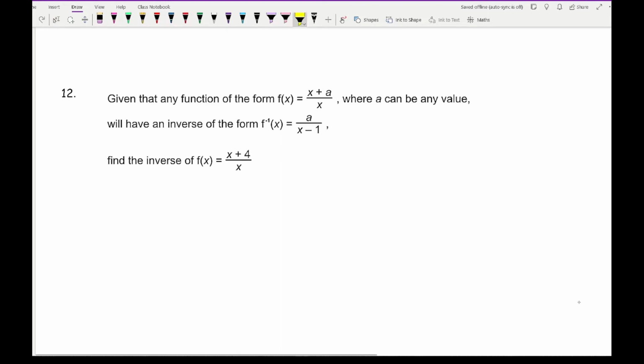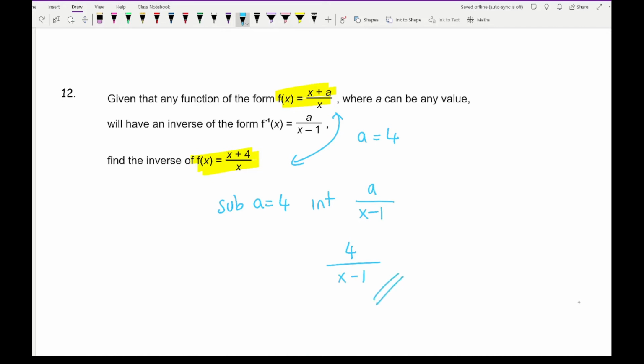What we need to do is compare this to this. If we compare those two, what we notice is that a equals 4. So what I then need to do in this particular question is substitute a equals 4 into a over x minus 1. From this, all we've got is 4 over x minus 1. And there is our final answer.